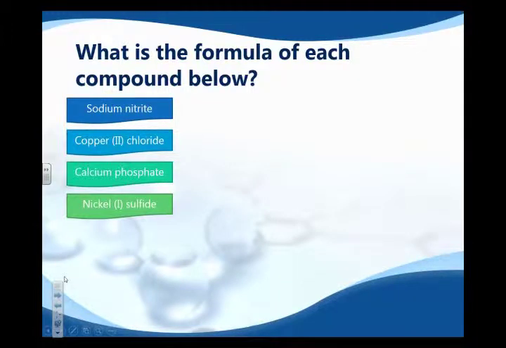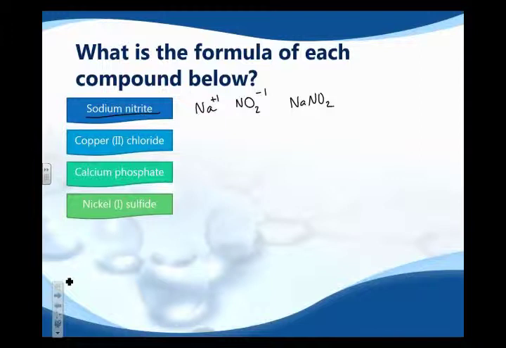So sodium nitrite here tells me that I have sodium, which I know from the periodic table is a +1 charge, and nitrite, which I know from memorizing my polyatomic ions, is NO2 -1. If I apply the rule that my formula has to have all my charges add to 0, then I see that I need one of each to have the correct formula.